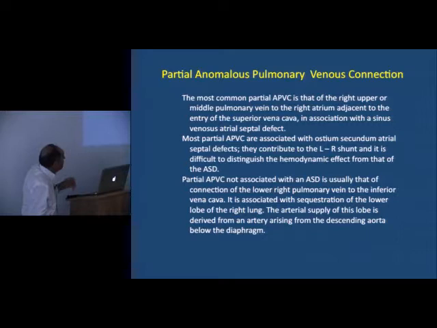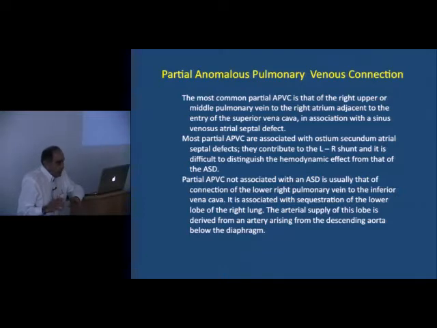Now, as far as partial anomalous pulmonary venous connection is concerned, in most of them there's only one vein that's abnormally connected. You may get more veins that are abnormally connected, but most of the time it's one vein. Most commonly, it's in association with the sinus venosus defect, where the right upper and sometimes right middle pulmonary veins join just where the superior vena cava comes into the right atrium and drain into the right atrium. So most of these partial veins are associated with secundum atrial septal defects.